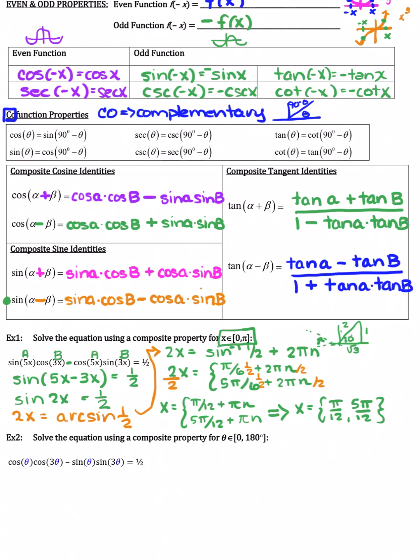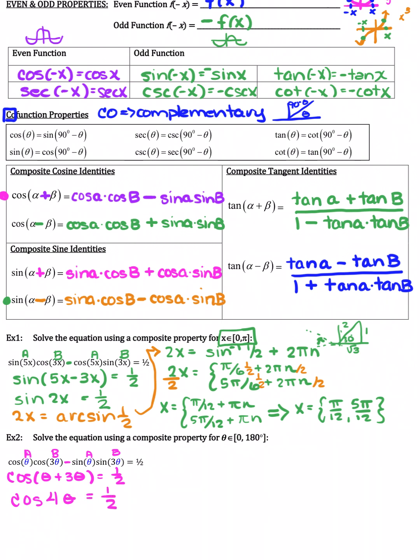Okay, so that's one application. Now let's do it with a cosine. So with a cosine, notice here's my A, here's my B, and this is a negative in between. So that tells me I'm going to use the cosine A plus B because it has the opposite sign. So this is cosine theta plus 3 theta equals 1/2. So that tells me cosine 4 theta equals 1/2.